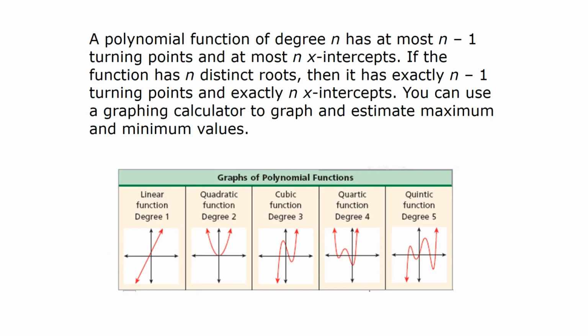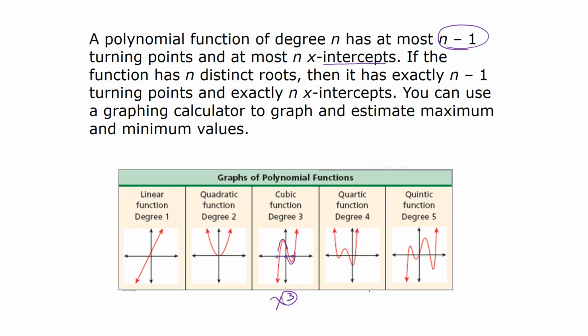A polynomial function of degree n has at most n minus 1 turning points. So let me just look at that. Let's see that this particular cubic function has a degree of 3. So it has at most n minus 1, which would mean 2 turning points. Here's a turning point, and here's a turning point. And at most, we can have 3 x-intercepts: 1, 2, 3.